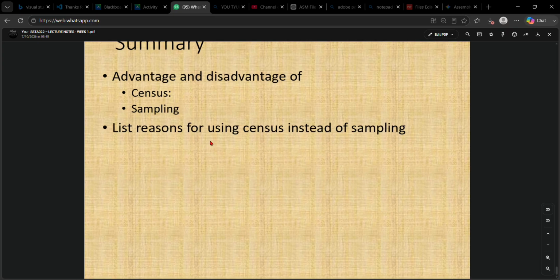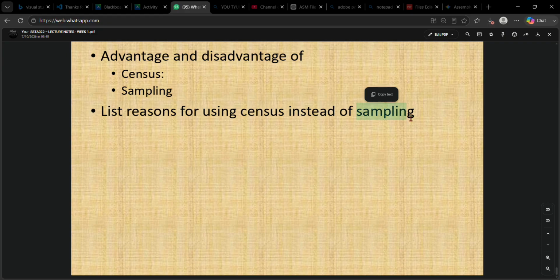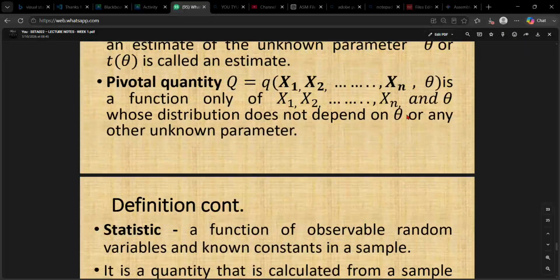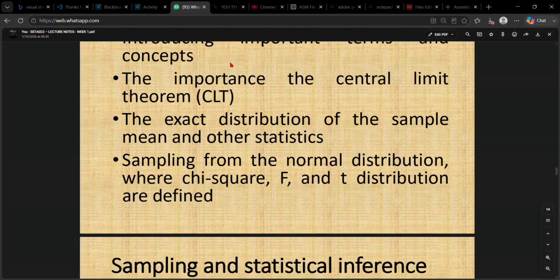Another reason is that performing sampling can be more expensive. So you must be able to mention those points. Then let me go to another slide quickly.